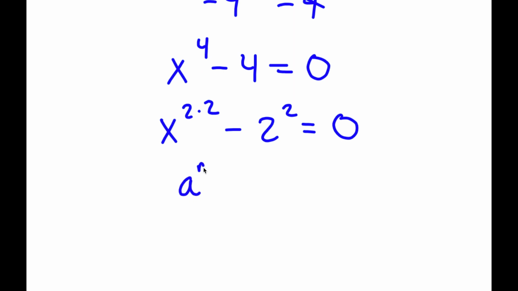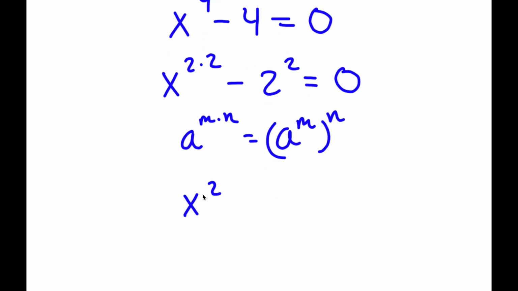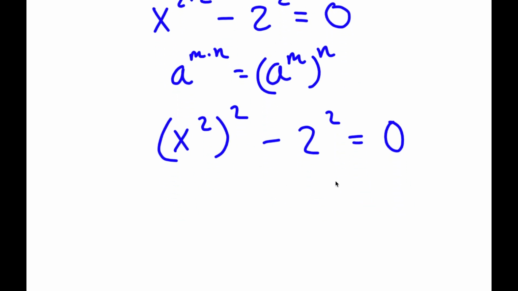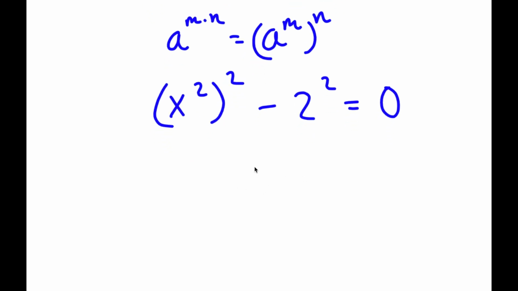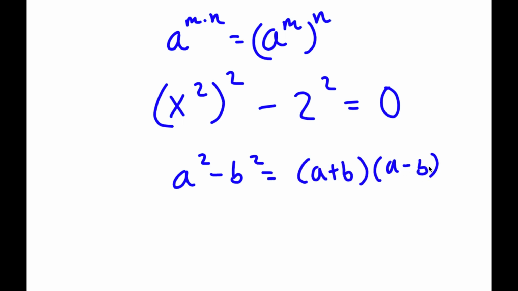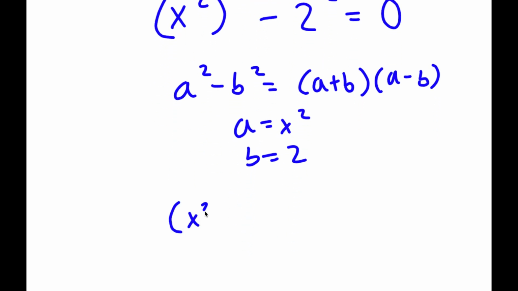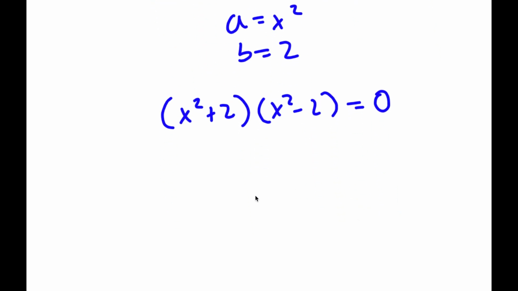Now if I have something in the form a to the power of m times n, this is equal to a to the power of m to the power of n. So x to the power of 2 times 2, this is equal to x to the power of 2 to the power of 2, minus 2 to the power of 2 is equal to 0. Now if I have something in the form a squared minus b squared, this is equal to a plus b times a minus b. So in this case, a is equal to x squared and b is equal to 2. So now I have x squared plus 2 times x squared minus 2 is equal to 0.